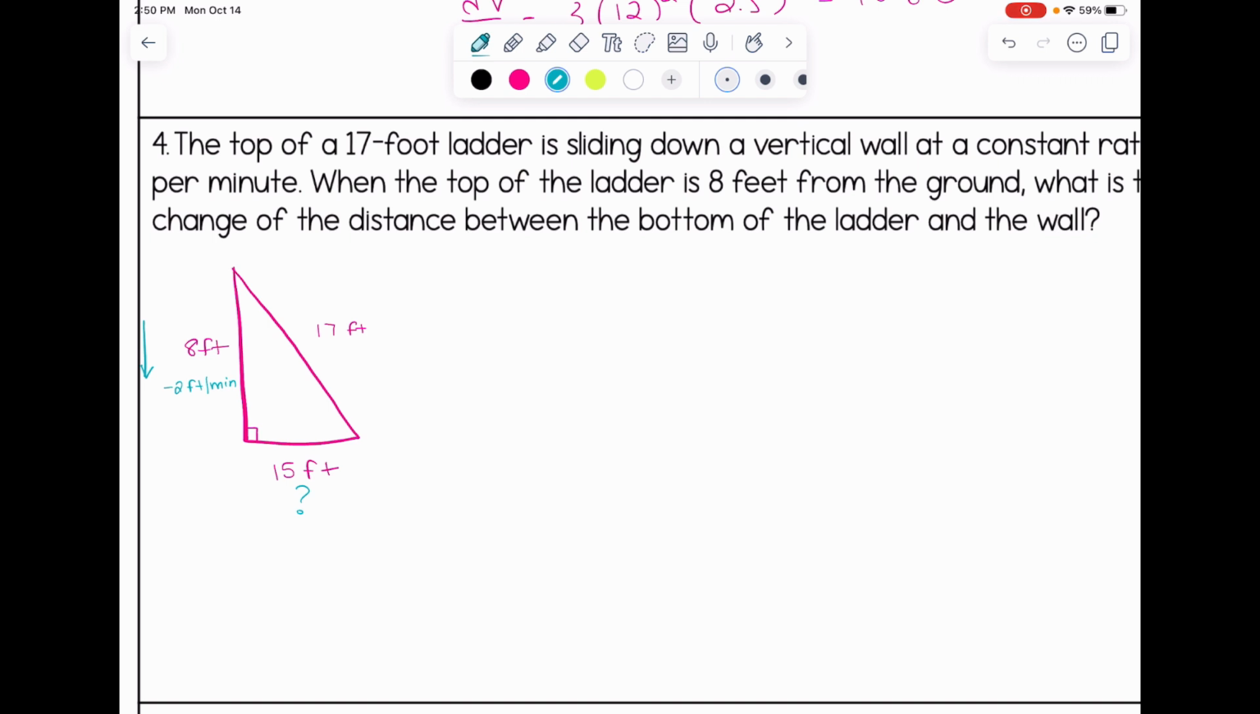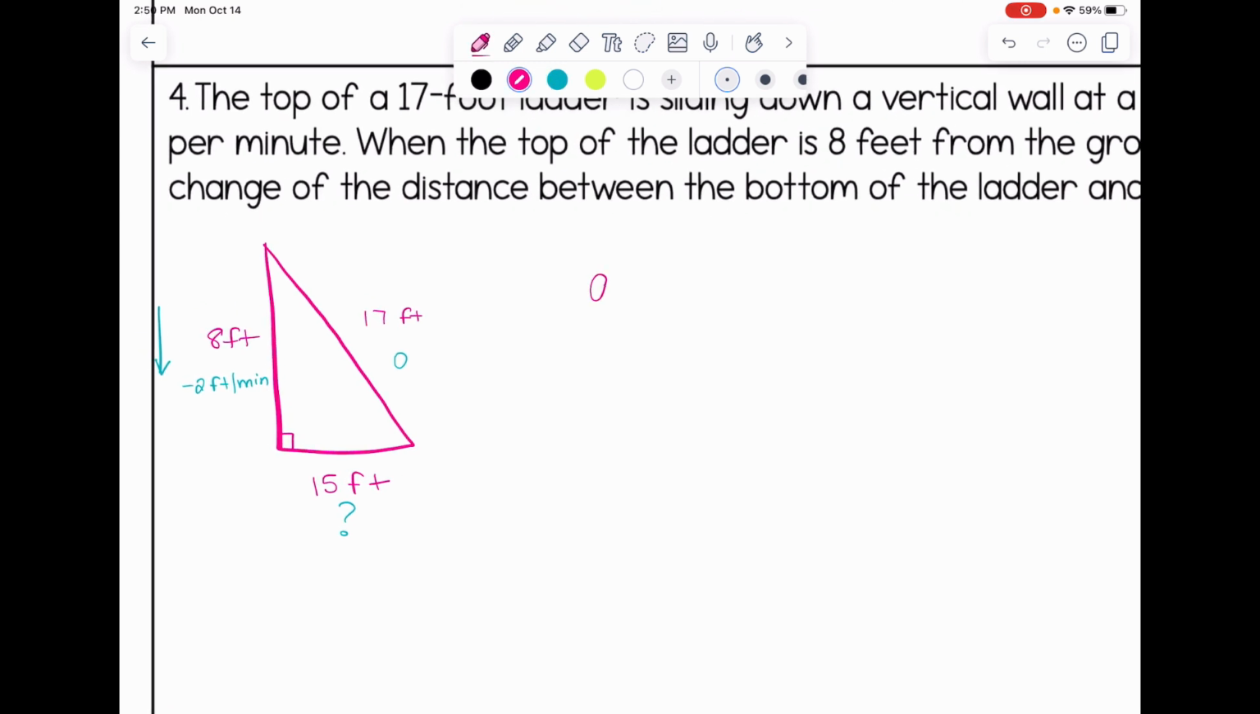Now let's talk about the ladder itself. The ladder is 17 feet. We are not increasing the length of the ladder. We are not decreasing the length of the ladder. It is just 17 feet. So we're going to say the rate of change of the ladder is going to be 0. Now that we have this set up, we are going to use the Pythagorean theorem as our equation in this problem.